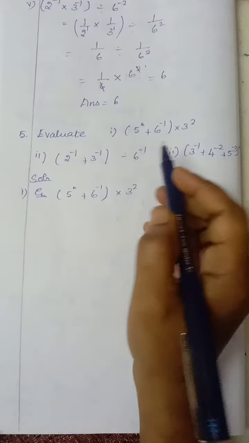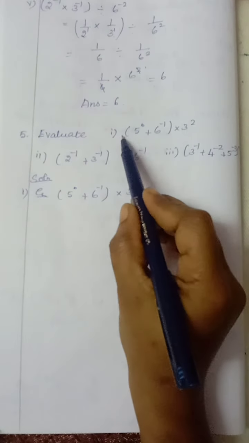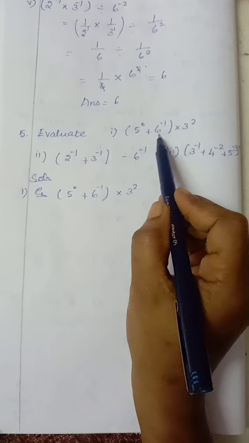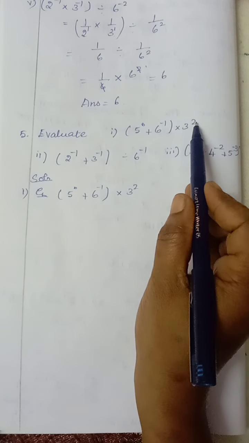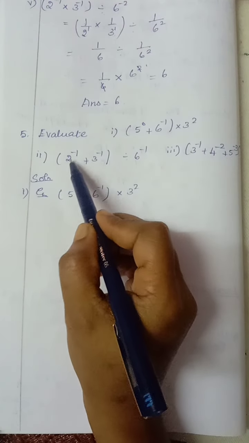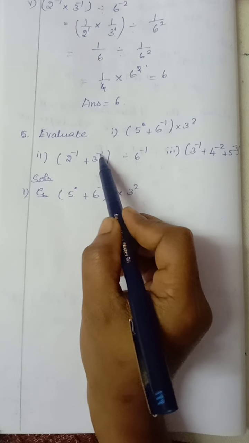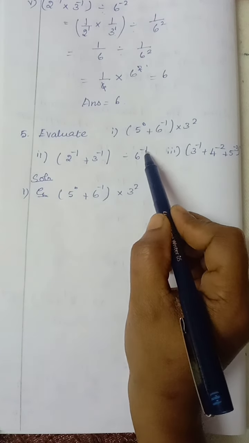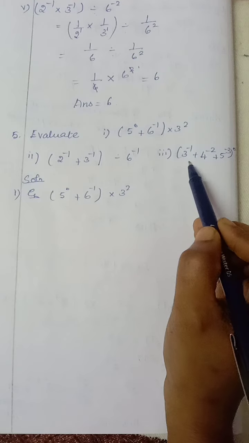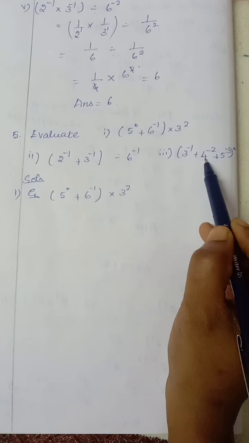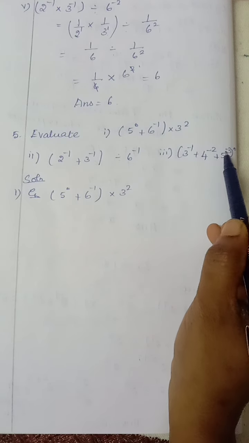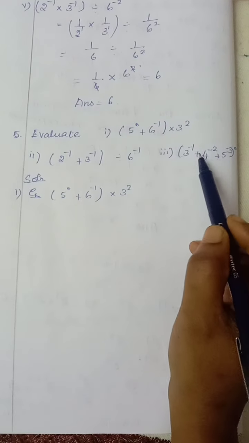Next is fifth question. Evaluate. First question, 5 power 0 plus 6 power minus 1 into 3 power 2. Second question is 2 power minus 1 plus 3 power minus 1 divided by 6 power minus 1. Third question is 3 power minus 1 plus 4 power minus 2 plus 5 power minus 3, the whole power 0. So we need to simplify.